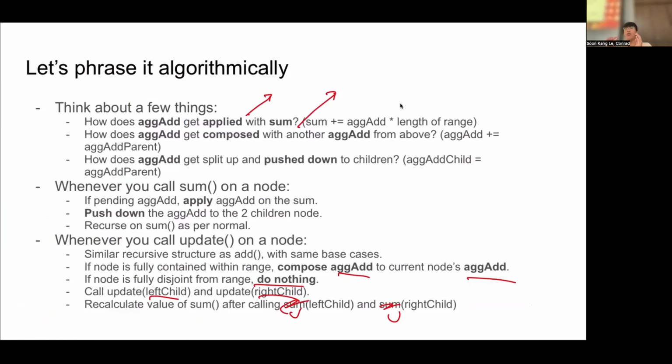So I want to make an update to a range. Rather than updating every single element and pushing the updates upwards, I think about how I can actually update the block. I think about how this interacts with everything else, and then I change my code accordingly to fit.